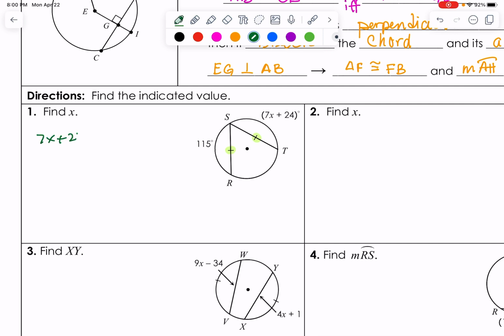7x plus 24 has to equal 115. So we subtract 24 from both sides. 7x equals 91. X is 13. That's it. Just because I know that those two chords are congruent, that's given to me, the two arcs have to be congruent. So that's how we can move through this.